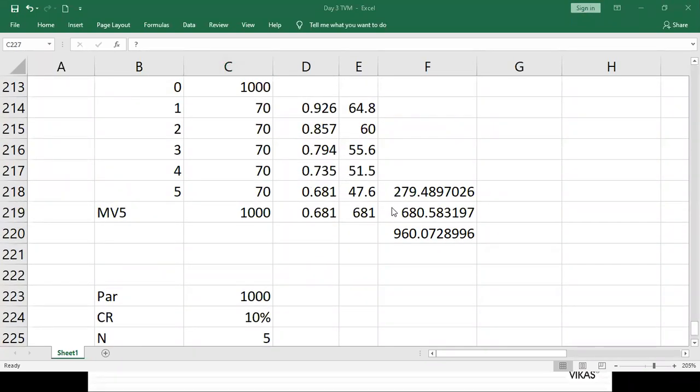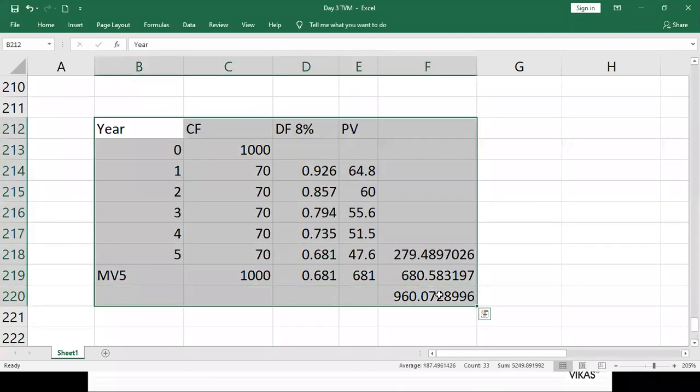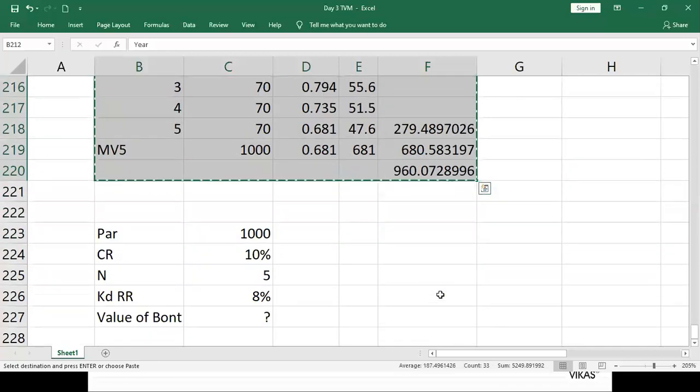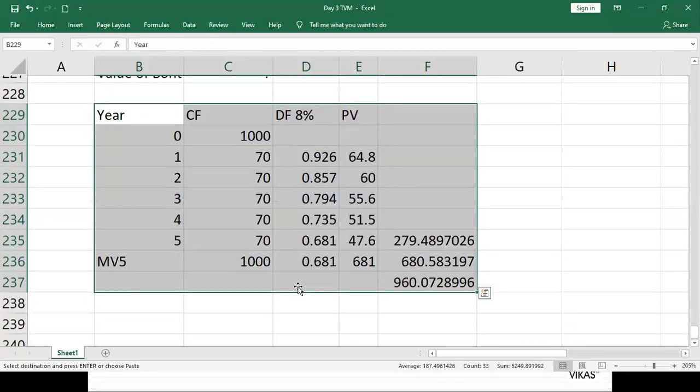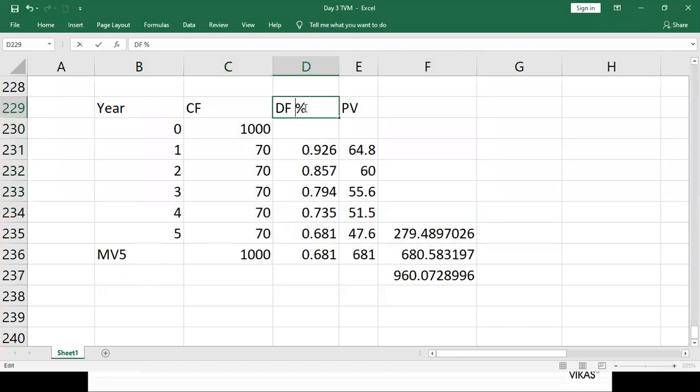Right. Now the discount factor is 10%, right? So we have taken this value using the formula, isn't it? Now we will study how we can take this value without a formula, without calculation. Rather, we will take this value from a present value table.